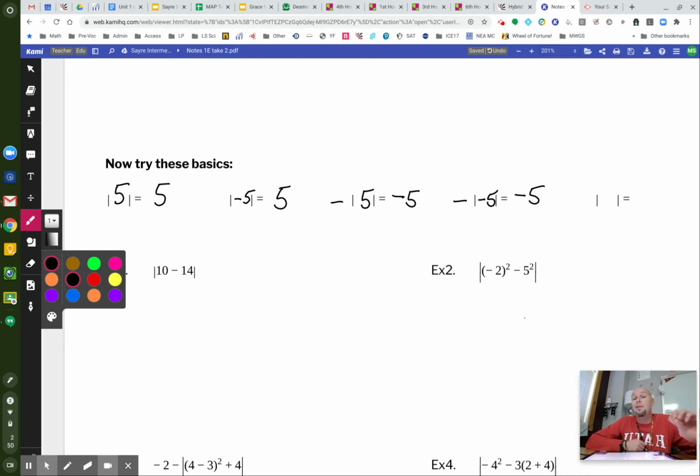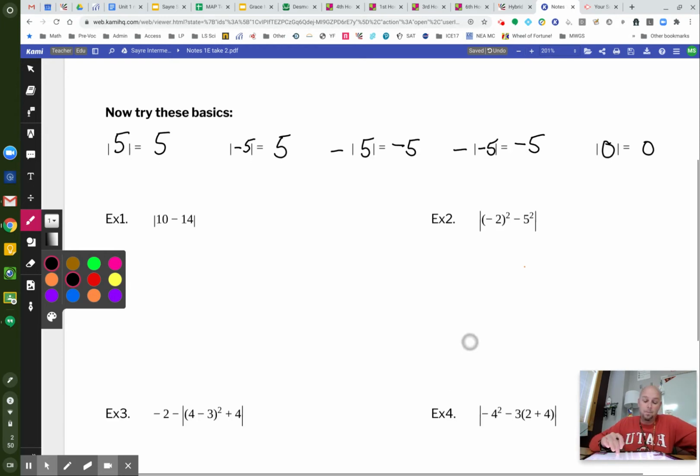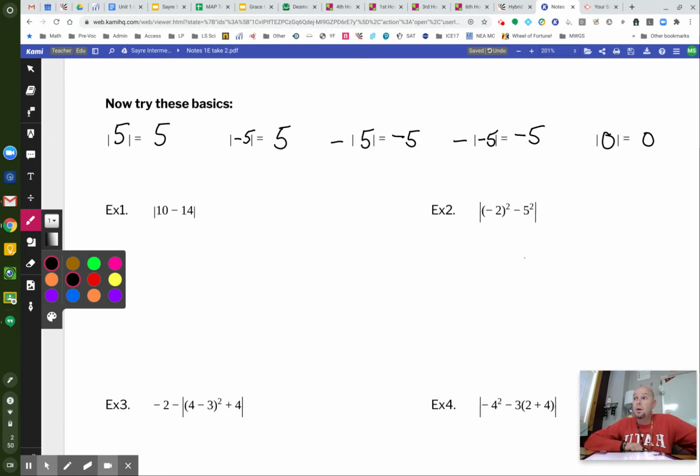All right? And then the last example is one that trips people up, is the absolute value of 0. And if you think about it, 0 on a number line is only 0 spaces away from 0. So the absolute value of 0 is 0. All right. So what we're going to do next is go through these other examples.